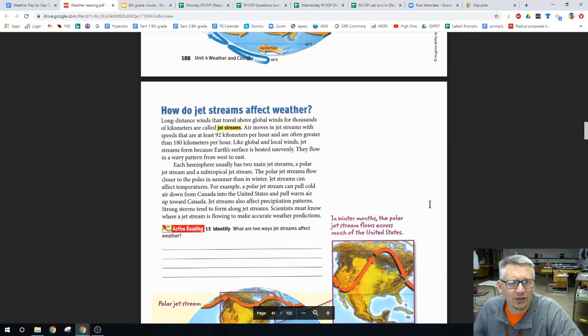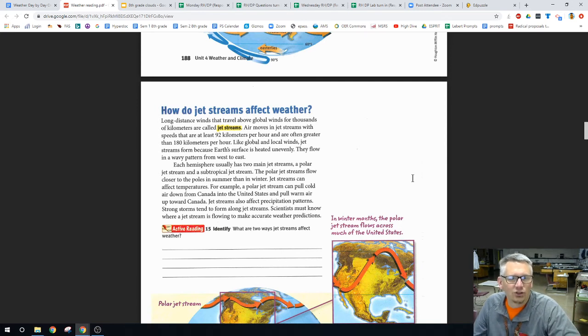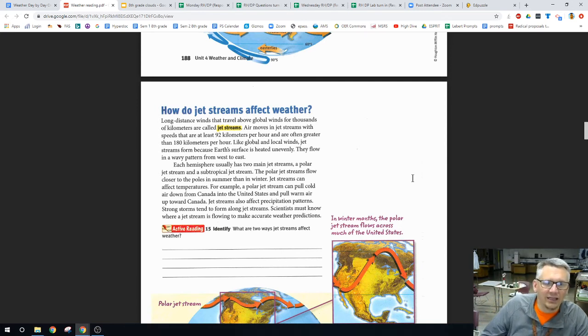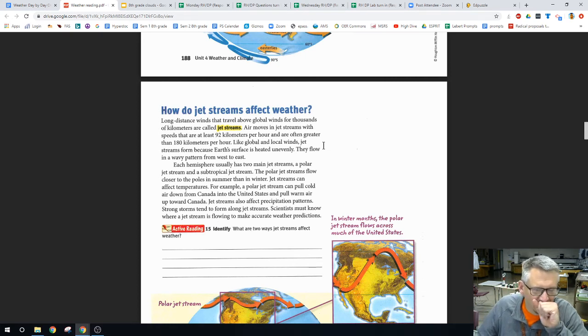How do jet streams affect weather? Long distance winds that travel above global winds for thousands of kilometers are called jet streams. Air moves in jet streams with a speed of at least 92 kilometers per hour and often greater than 180 kilometers per hour. Like global and local winds, jet streams form because Earth's surface is heated unevenly. They flow in a wavy pattern from the west to the east.